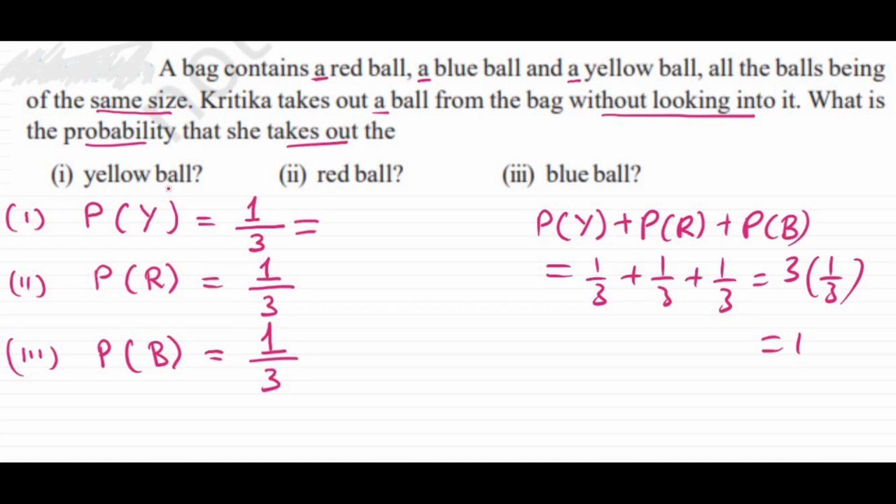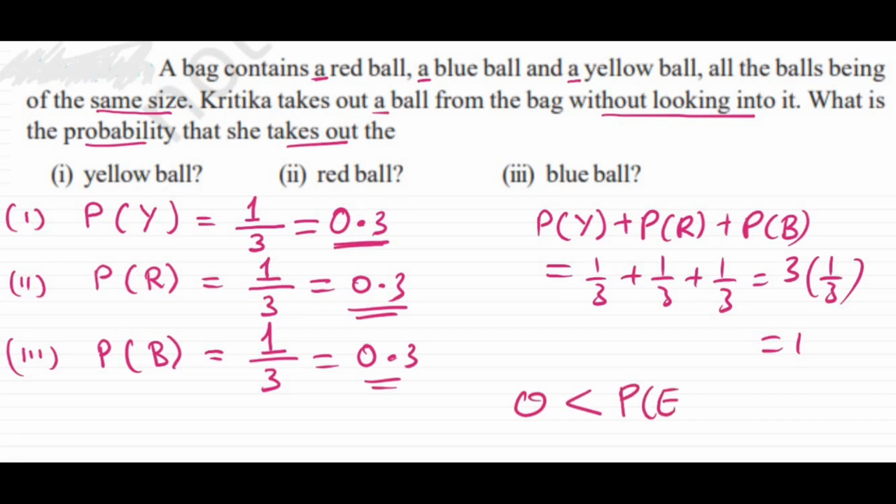And the decimal representation of these three probabilities is 0.3. This indicates that probability of happening of an event always lies between 0 and 1, since this number 0.3 lies between 0 and 1. So probability of occurrence of an event always lies between 0 and 1. 0 is for impossible event and 1 for sure event.